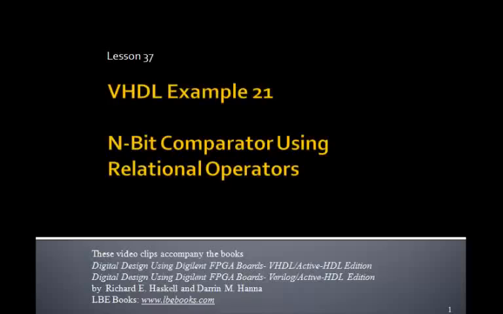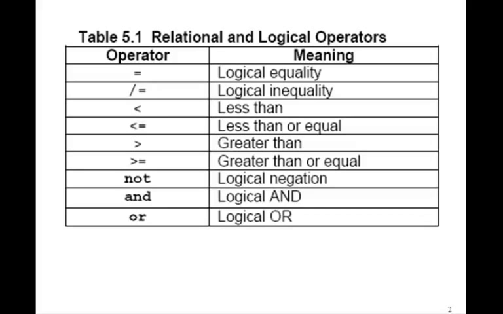This is lesson 37, VHDL example 21. You remember in the last example we made a 4-bit comparator by cascading 4 1-bit comparators together. In this example we're going to design an n-bit comparator, and we're going to use relational operators. As we'll see, this is a much easier way to design a comparator in VHDL.